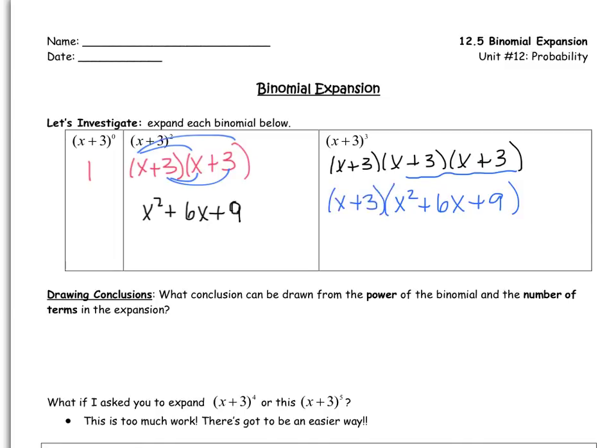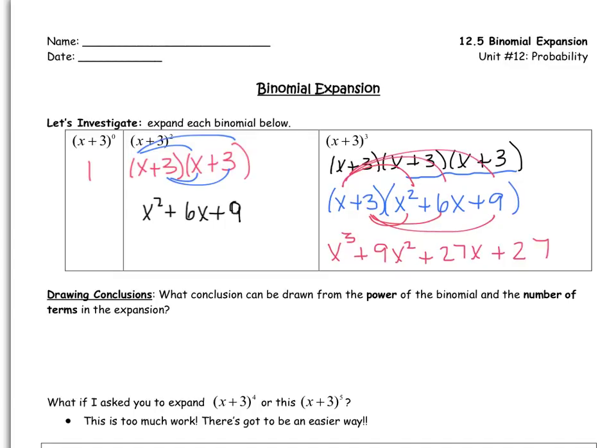So we can take this x here, multiply it by everything in the other parenthesis, take this 3 and multiply it by everything there. So why don't you go ahead and do that and simplify and combine like terms, pause the video, and meet me at an answer. Okay, you should be getting x to the third plus 9x squared plus 27x plus 27.